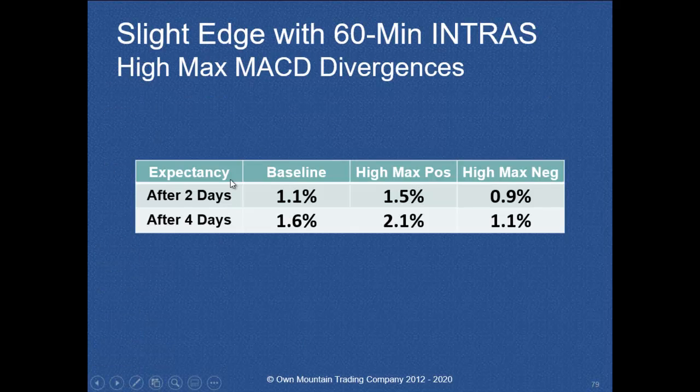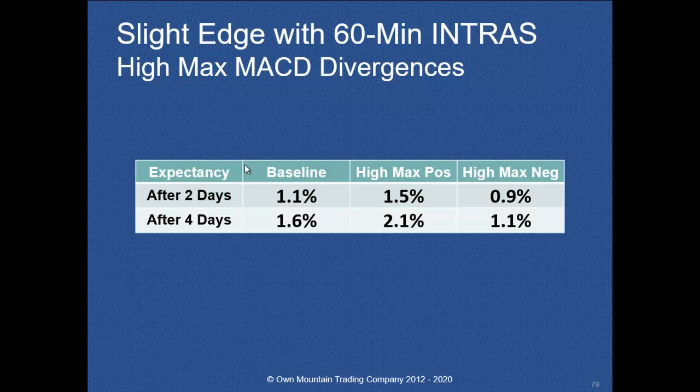To give you a little bit more information, here's a table of the results. What I'm trying to look at is the expectancy of a simple trade that buys in and holds for 2 days and closes on the S&P 500 as measured by the SPY. So that's the trading vehicle, the SPY.